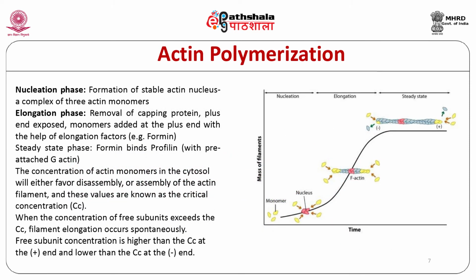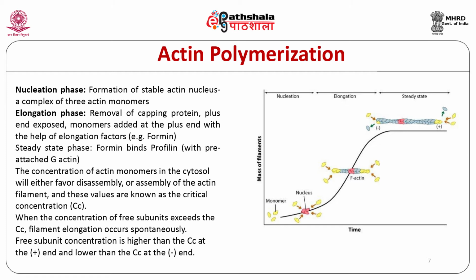Actin polymerization. Nucleation phase: formation of a stable actin nucleus, a complex of 3 actin monomers. Elongation phase: after removal of the capping protein, exposed monomers are added at the plus end with the help of an elongation factor, for example formin. Steady state phase: the formin binds profilin with the pre-attached G-actin.